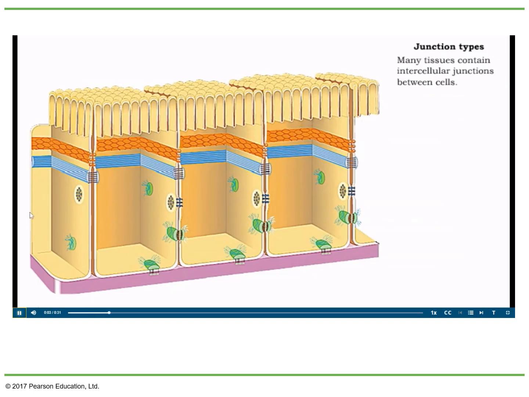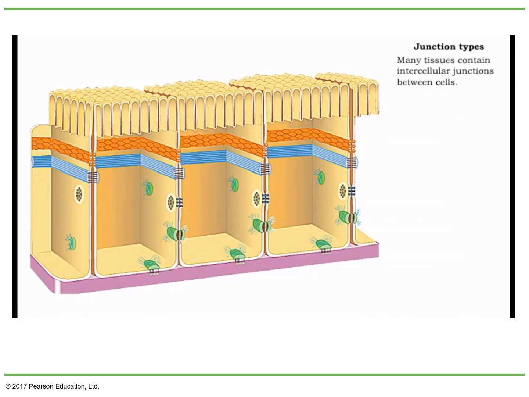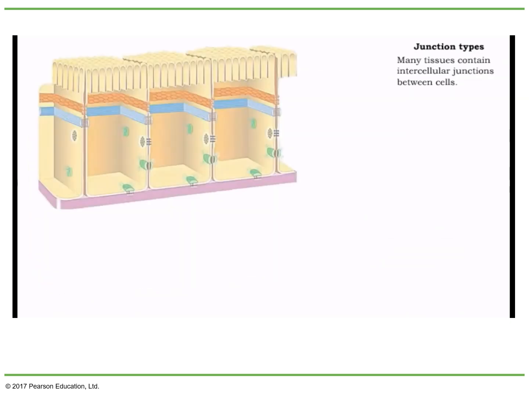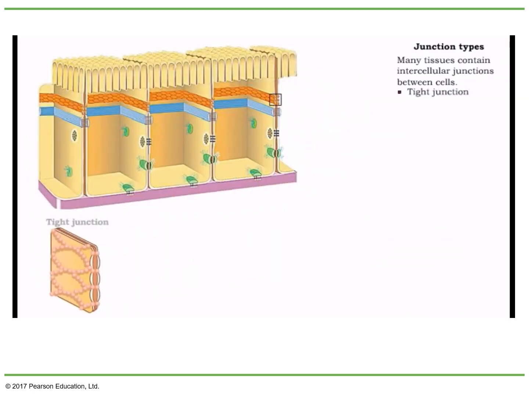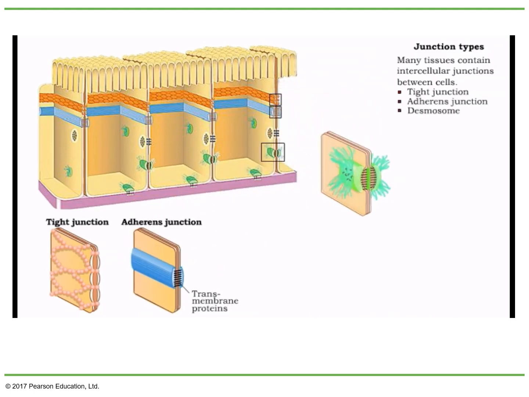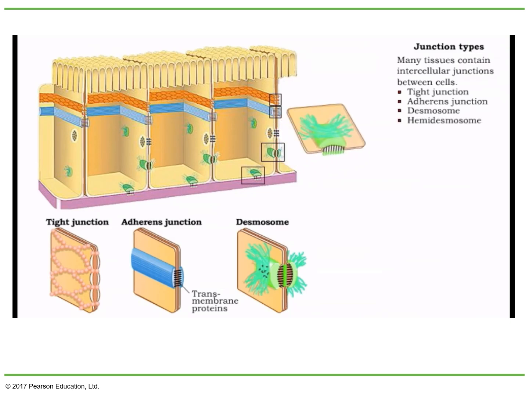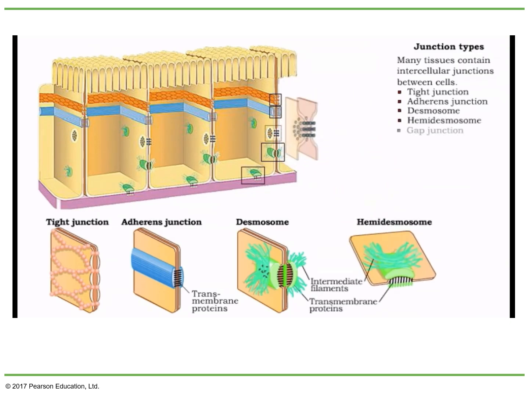Tissues are joined together by intercellular junctions that are located between the adjacent cells. Most types of epithelium and some types of muscular and nervous tissue contain intercellular junctions. There are 5 types of intercellular junctions: tight junctions, adherens junctions, desmosomes, hemidesmosomes, gap junctions.